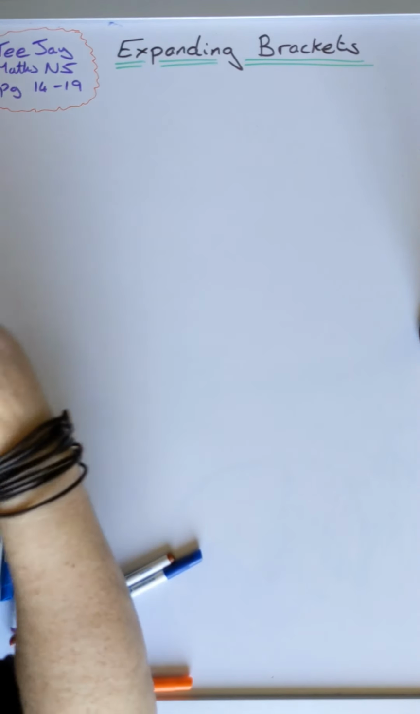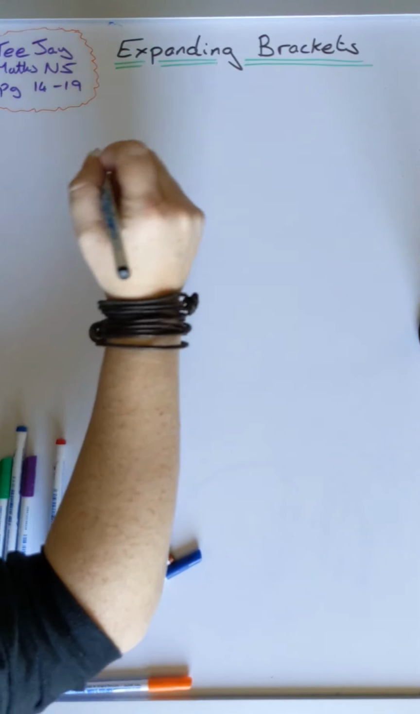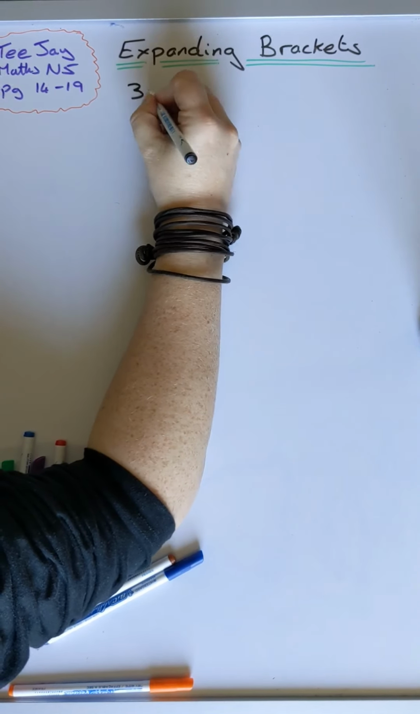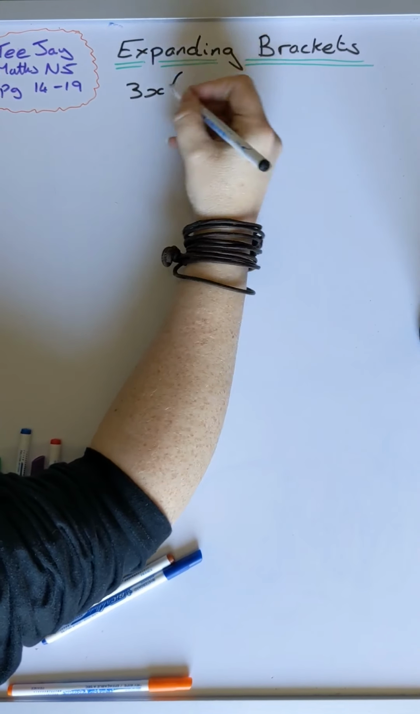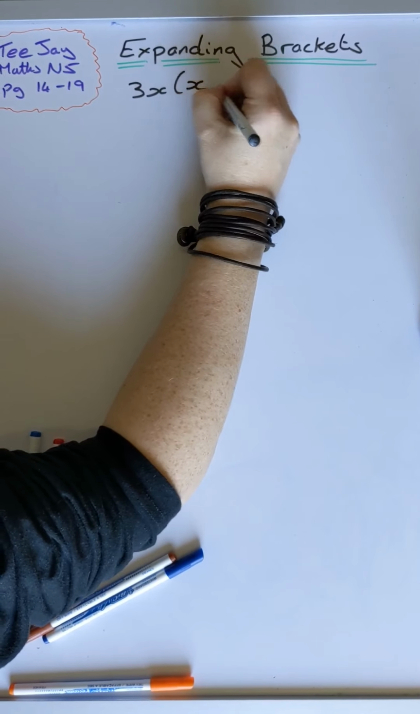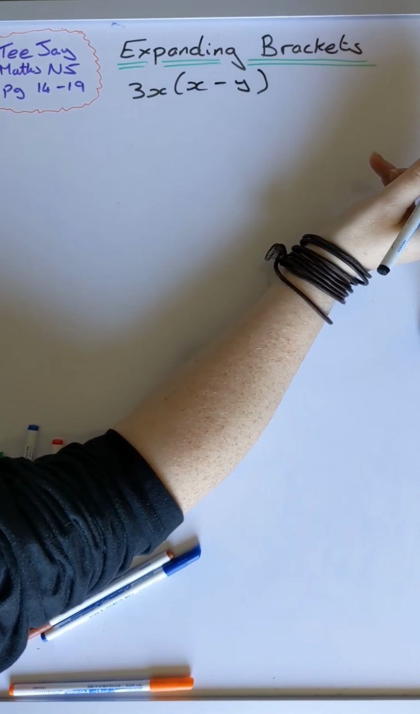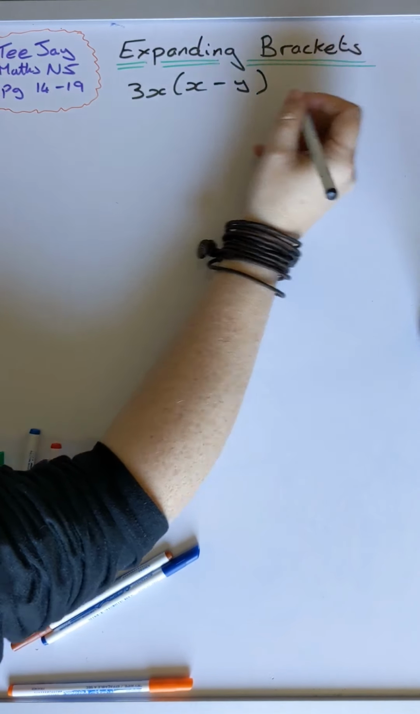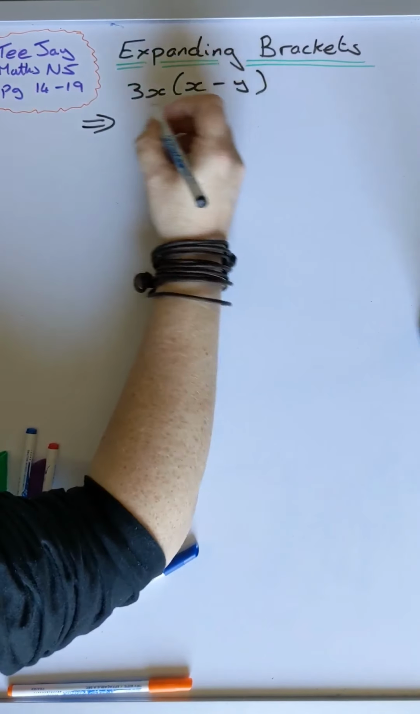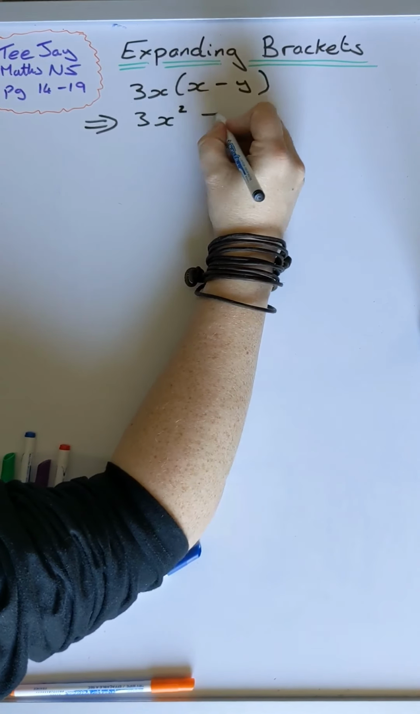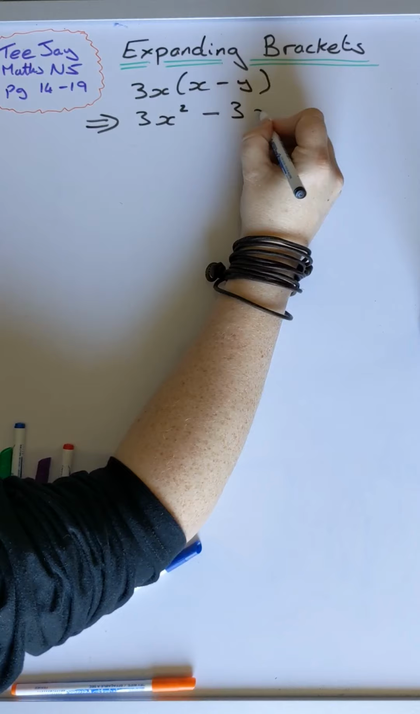Welcome to the video on expanding brackets. Now, if you remember, we've already practiced expanding single brackets. That will be a number or a letter or combination outside of a bracket that multiplies everything inside the bracket. So that would give us 3x squared minus 3xy.